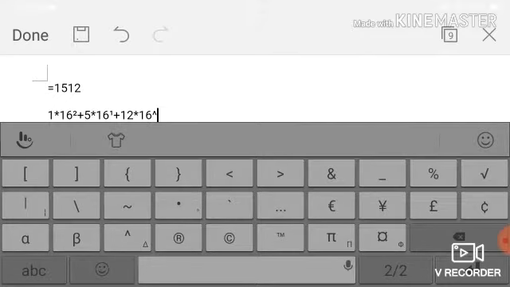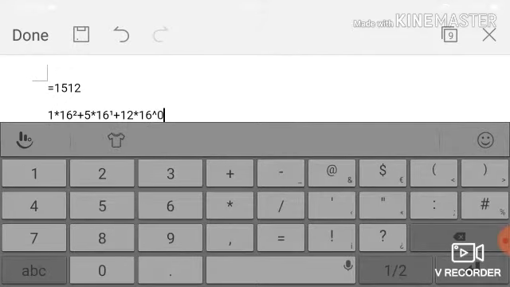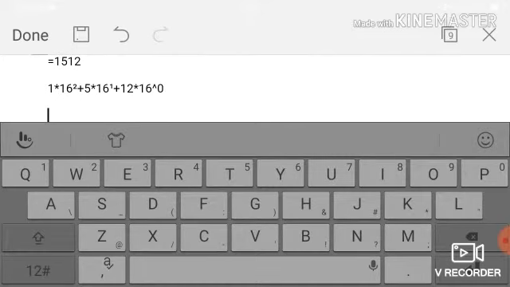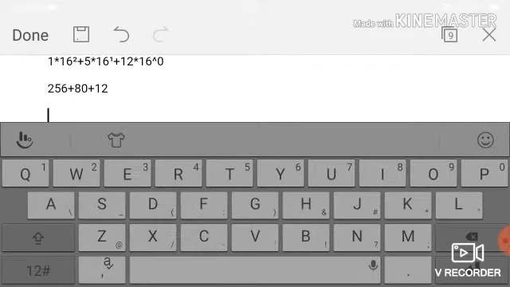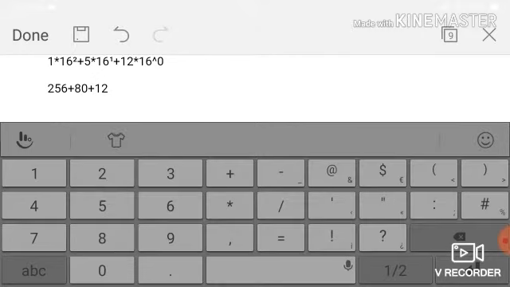So 16 squared is 256 times 1, so it's still 256, plus 16 raised to 1, 16 times 5 is 80, plus 16 raised to 0 is 1 times 12 is 12. So equals 256 plus 80 plus 12 is equal to 348 base 10.